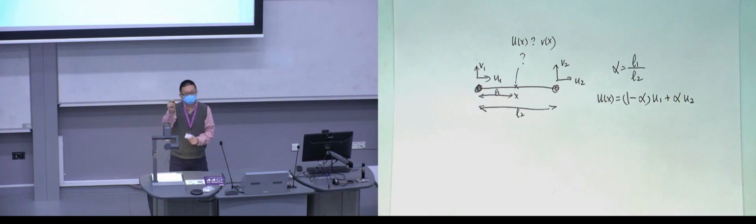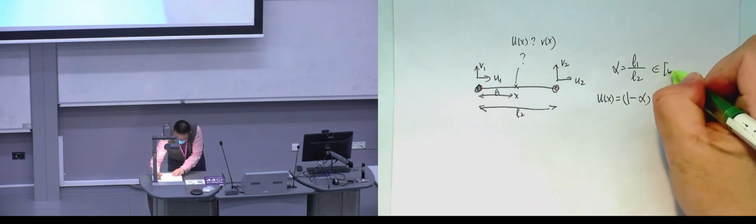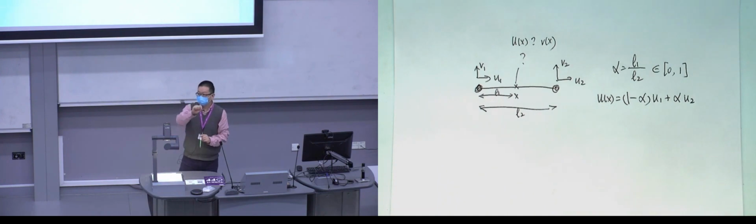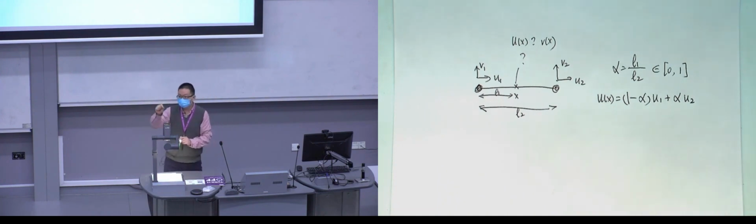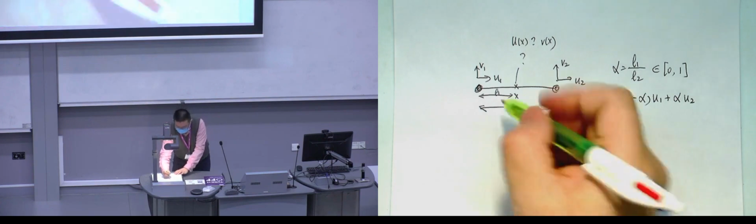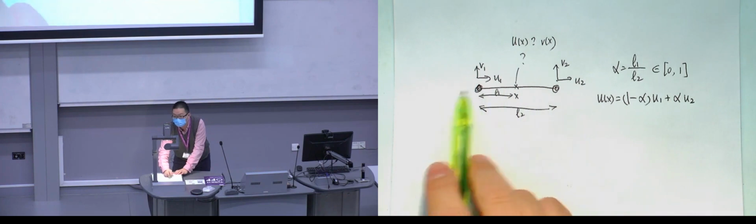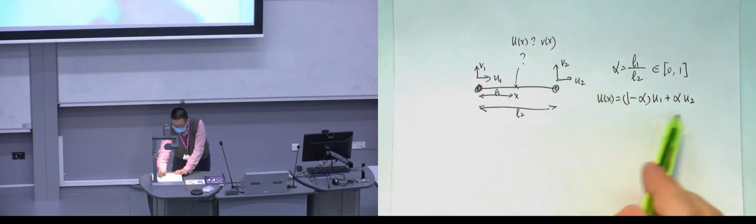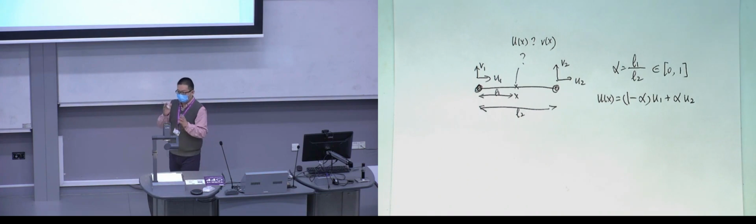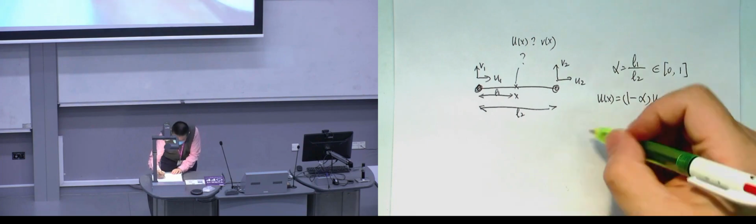Okay? So when alpha changes from 0 to 1, alpha is between the values 0 and 1, right? So when alpha changes from 0 to 1, this point travels on the bar. This gives you a general formula for how FEA gives you the distribution, because you're only calculating the value on this node and this node. What happens in the middle is based on linear interpolation.